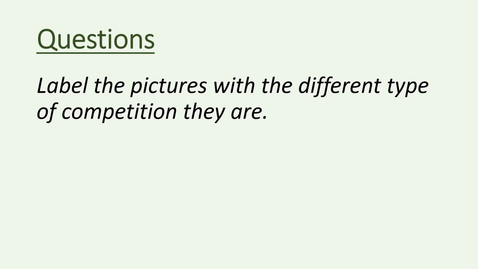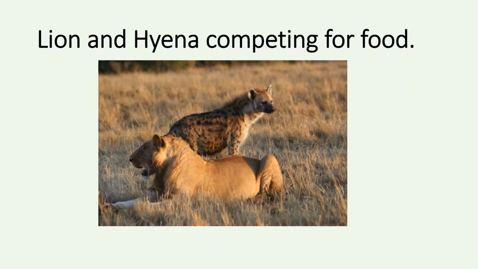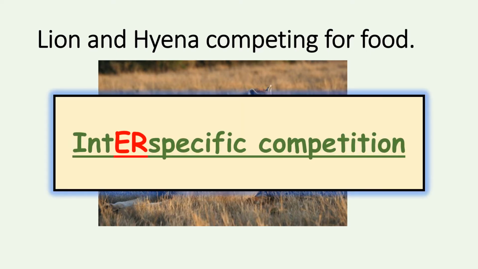Now in class you would complete the 2.1 competition worksheet where you would label the pictures with different types of competition. Instead of doing that, I'm going to show you pictures of competition and you're going to try to say what the type of competition is before I tell you the answer. So a lion and hyena competing for food. Do you think that's intraspecific competition or interspecific competition? Pause the video and write down what you think before I go over the answer. So the answer is that it would be interspecific competition because they're different species.